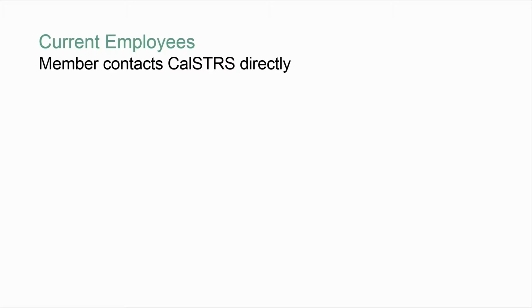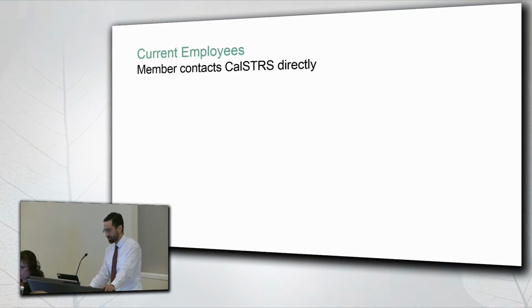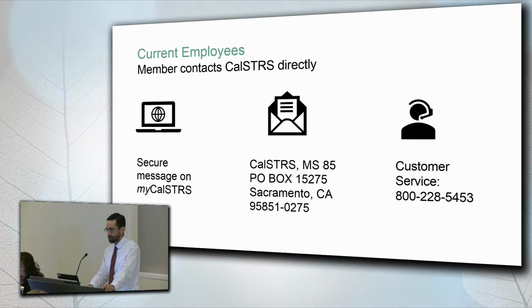Now, for current employees, we ask that the member contacts us directly. There are 3 ways they can go about doing that. They can send a secure message on myCalSTRS. They can do it the old-fashioned way and send us a letter to our P.O. box. Or if they want to find a nice in-between, they can call our customer service line, 800-228-5453, and let us know that they would like to make that designation.